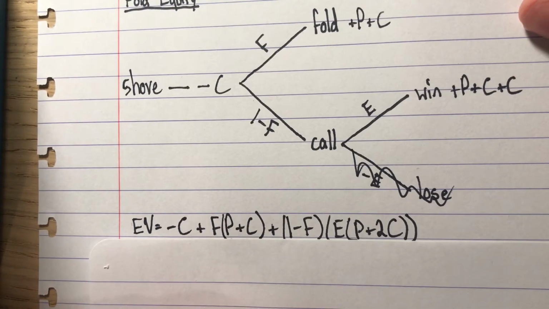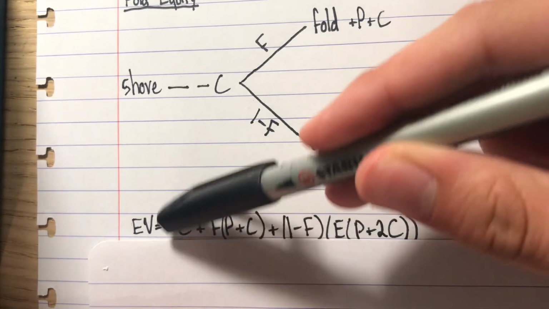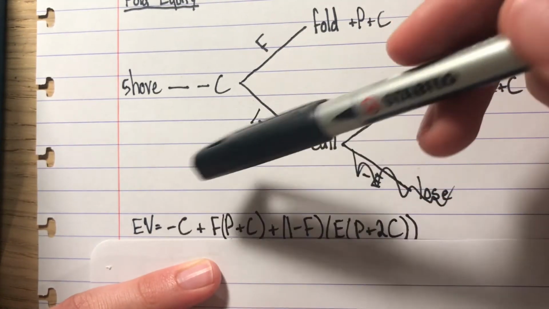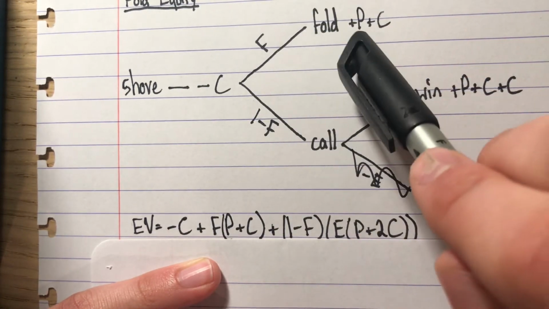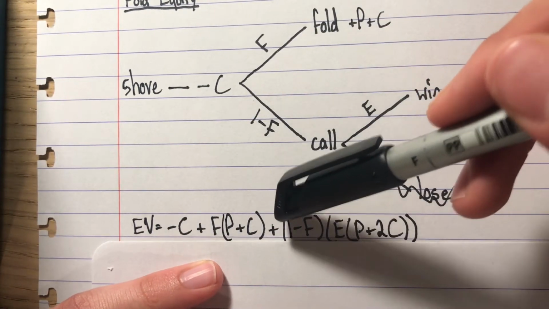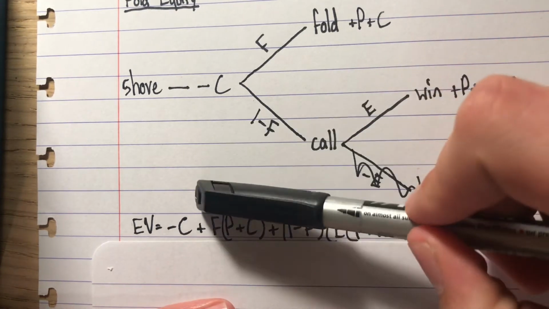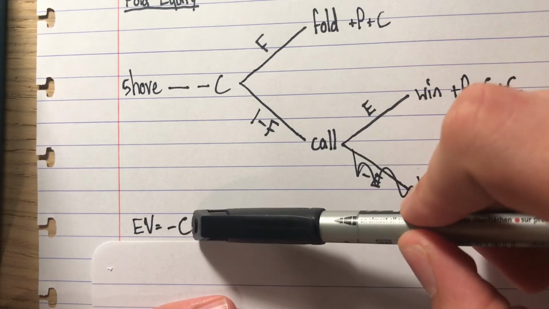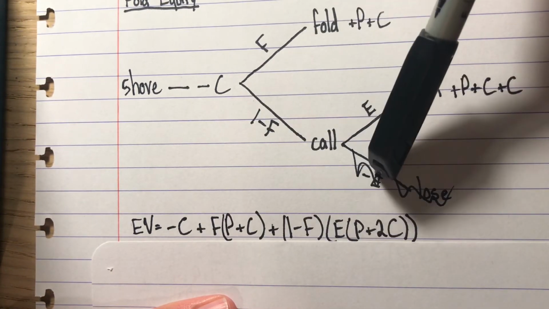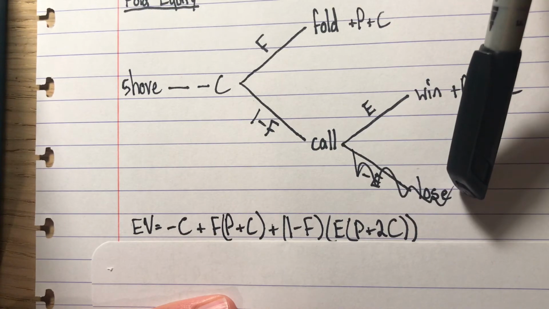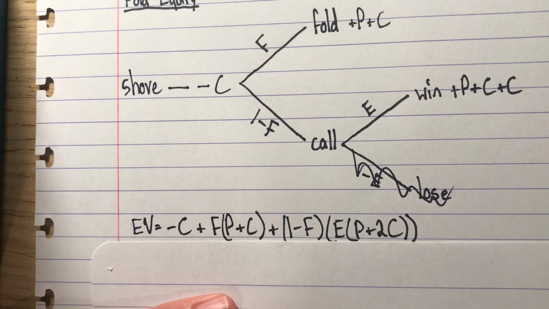So now we are going to put this nice big tree in an EV formula. Our EV will be this negative C, because we count this as guaranteed dead money, plus the chance that he folds and the money we win, plus the chance that he calls and the money we win in that case. Because we put this negative C term up front, we don't need to keep track of this 1 minus F times 1 minus E times C. It makes the math a lot easier.